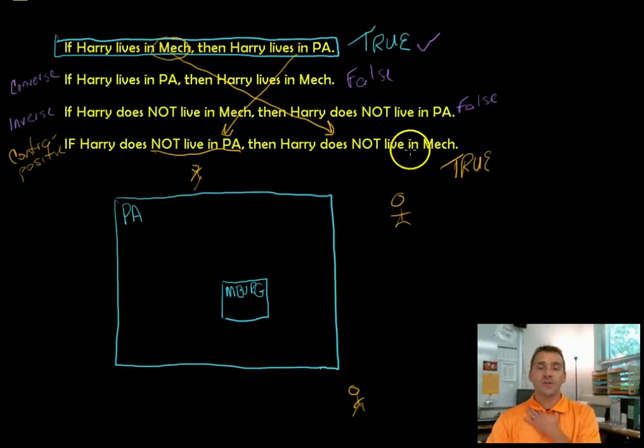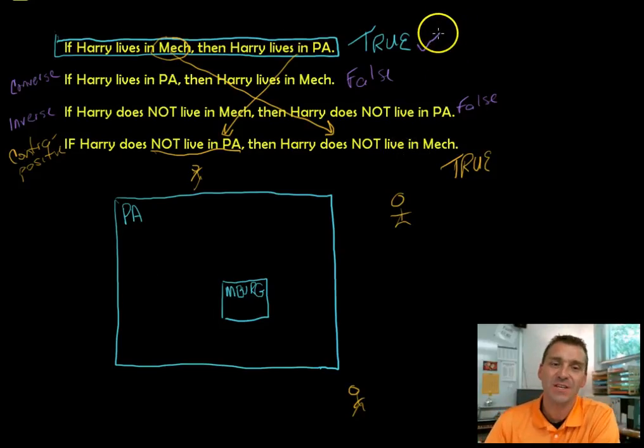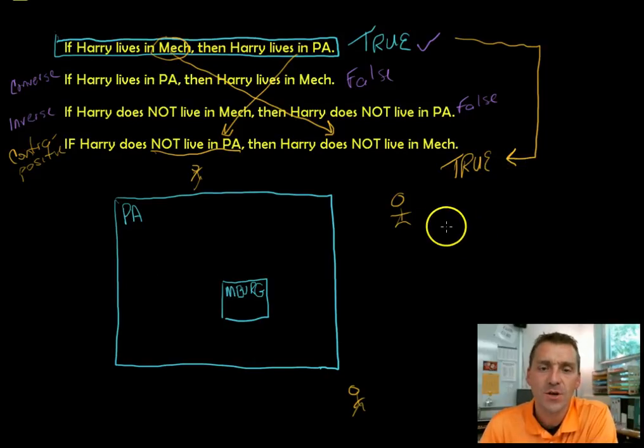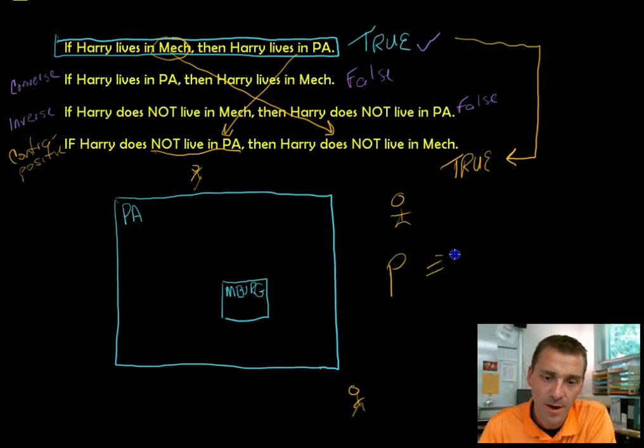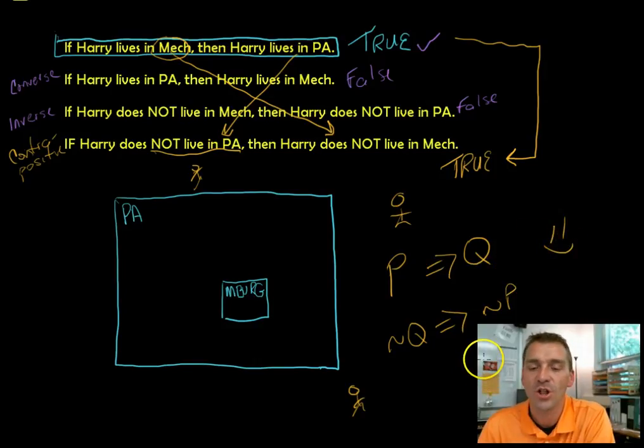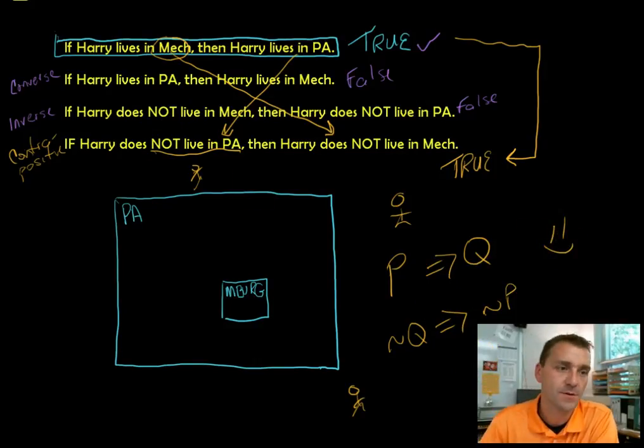So why did I just show you this? Because anytime you see that an original statement is true, it will always, always, always mean the contrapositive is true. Always. So if the original statement is true, the contrapositive is also true. So if you have something like P implies Q, and you're assuming that's true, then every single time you know that the contrapositive is also a true statement. Love it.